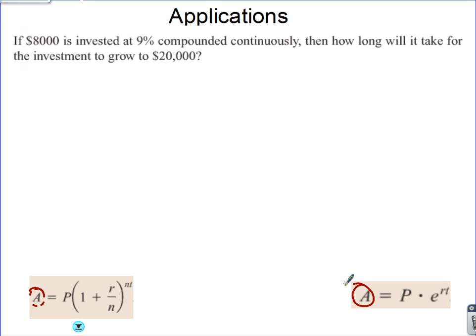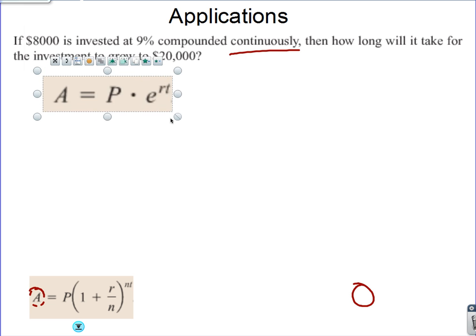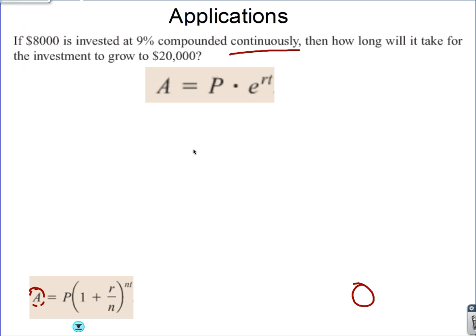First problem, if $8,000 invested, compounding continuously. Since it's continuous, here's your formula, A equals P e to the rt. Reminder, you use A equals Pert when you have continuous compounding. You use this other formula when you have monthly, daily, whatever.